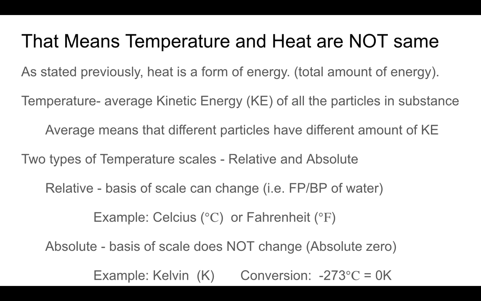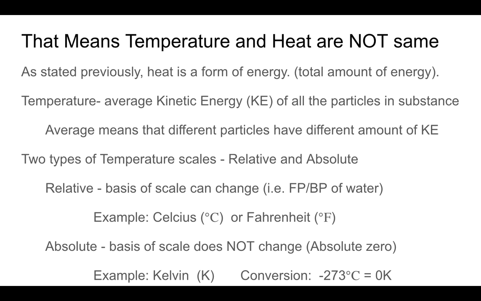There are two types of temperature scales, relative and absolute. The difference is, with a relative temperature scale, the basis of the scale can change in the universe. For example, Celsius and Fahrenheit are based on the same thing, the freezing point and boiling point of water, which can change on the Earth. Go high up, the boiling point decreases. Whereas with absolute temperatures, the basis does not change, and that's absolute zero.